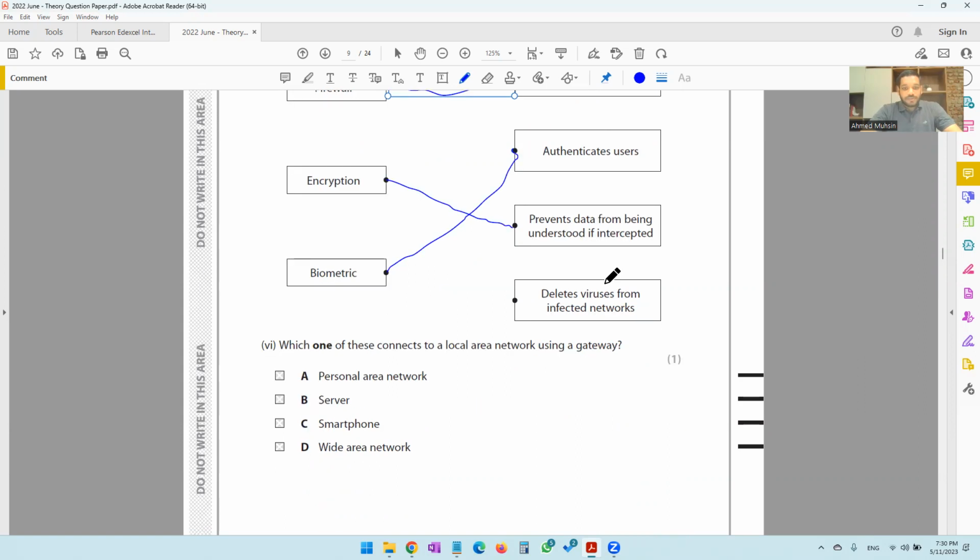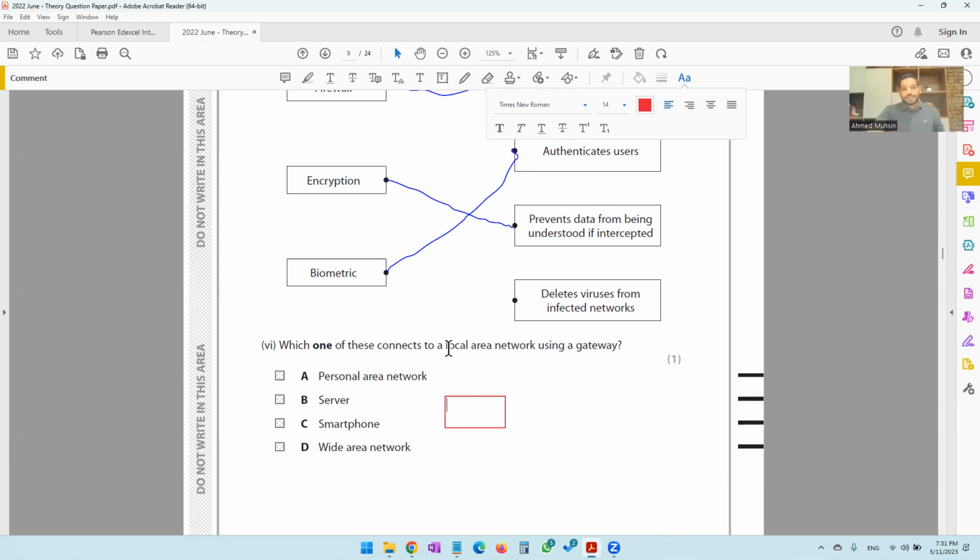Which one of these connects to a local area network using a gateway? So from over here, if you look at the answers, which one of these connects to a local area network using a gateway? You have a local area network. There is a gateway in between, which can, for example, be a router. And then what is the network you would have thereafter?